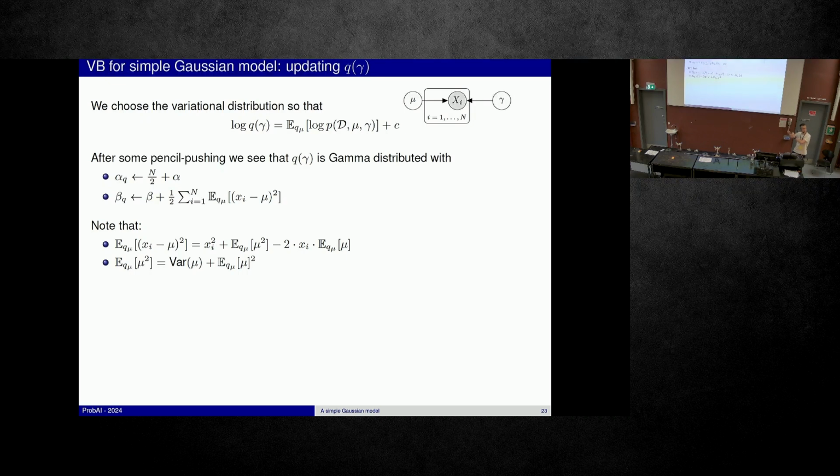I hope that you can appreciate the updating steps that we went through here, and that the only trick that we used was basically pattern matching between the prior and the variational distribution that we were looking for.